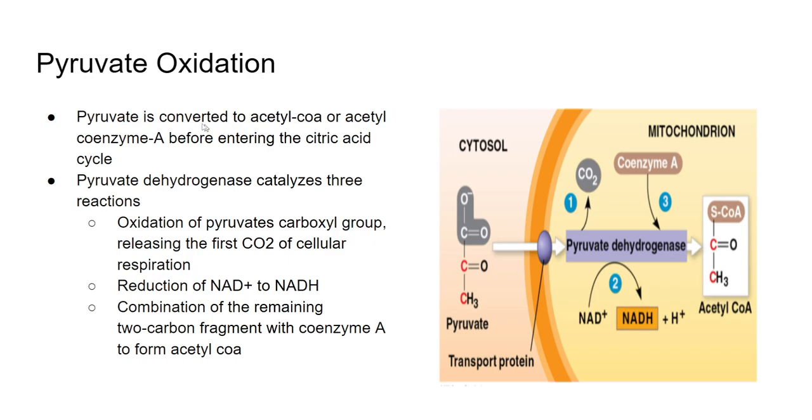So, at the end of glycolysis, we had one glucose, which we turned into two pyruvates. So now the pyruvates are going to enter the mitochondria to get to the citric acid cycle. This pyruvate is going to be converted to acetyl-CoA, or acetyl-coenzyme A, before entering the citric acid cycle.